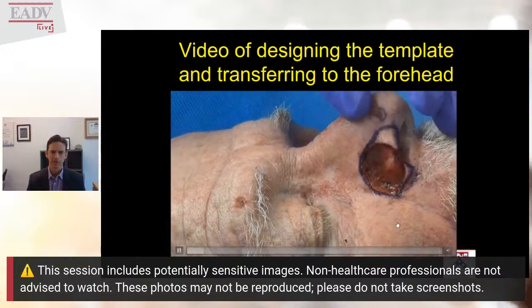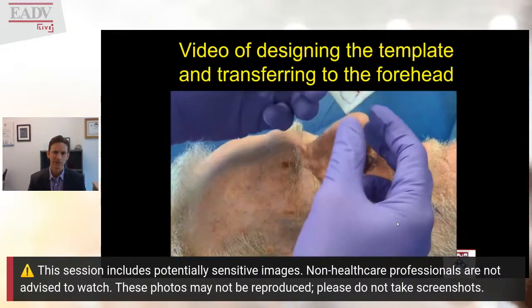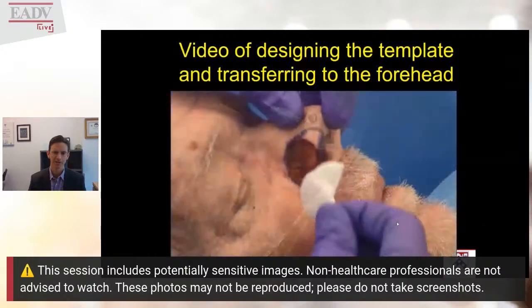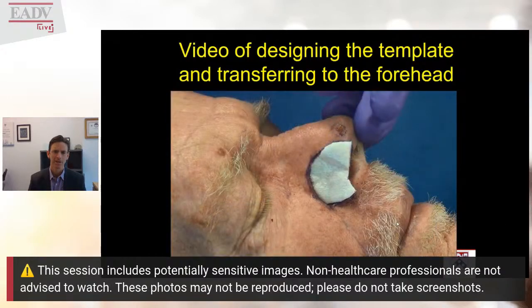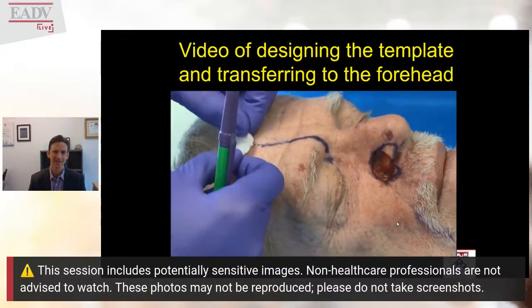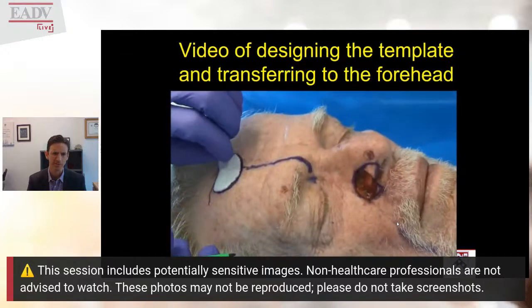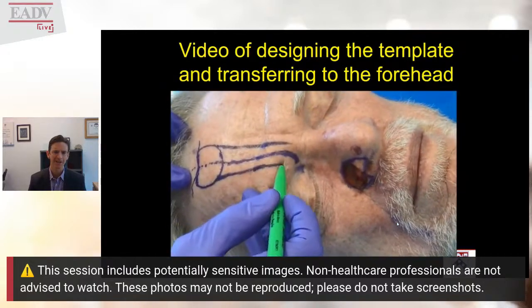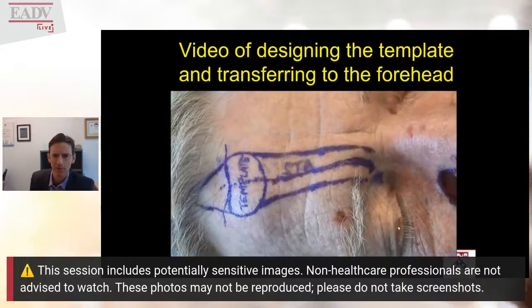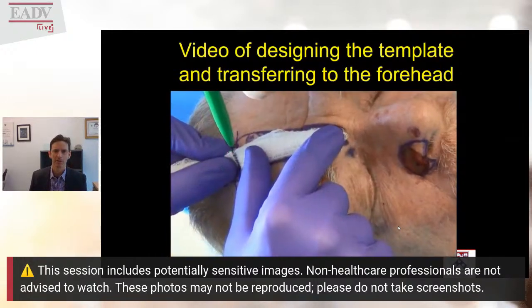So let's look at a video of making the template and then transferring to the forehead. This is a distal defect, so we want the template to match precisely the size of the defect. It's a distal and lateral defect, so we're going to stay on the same side of the forehead. We'll put the template right up to, but not in the hairline, and then the base of our pedicle will be approximately 11 to 14 millimeters wide.